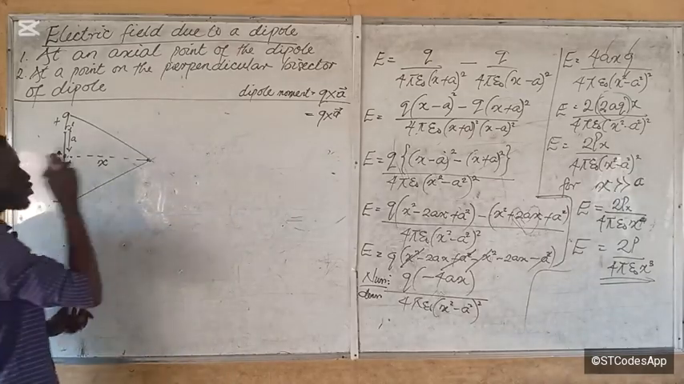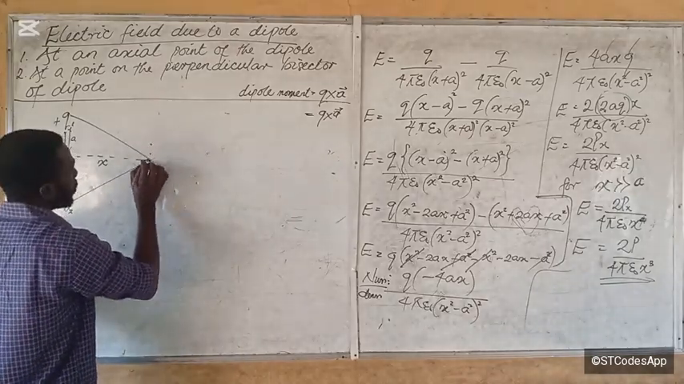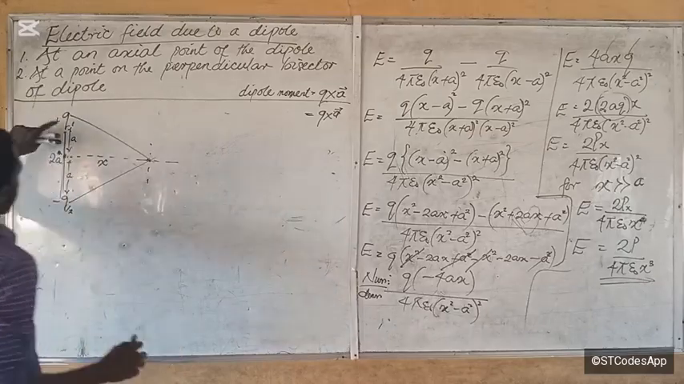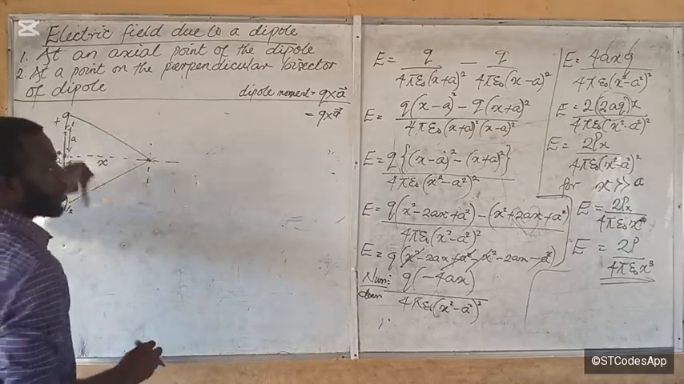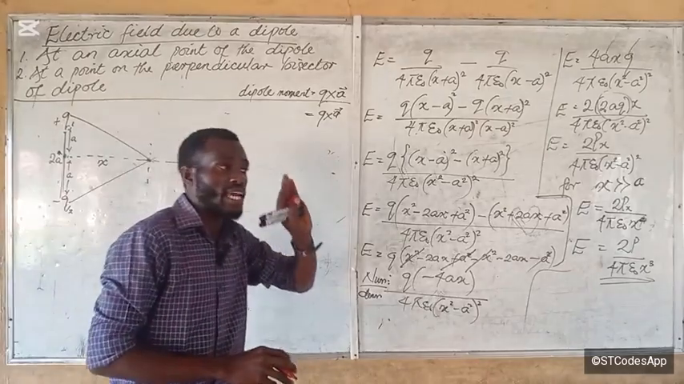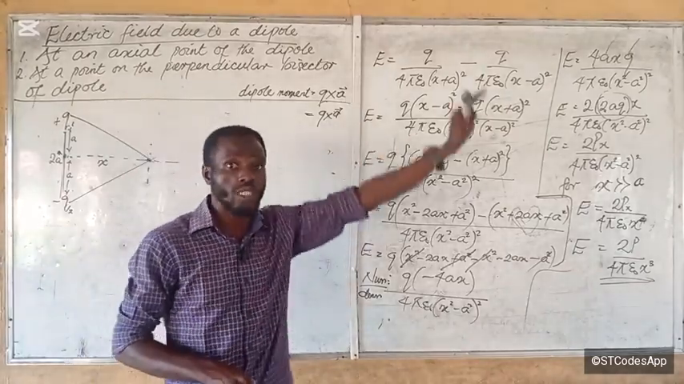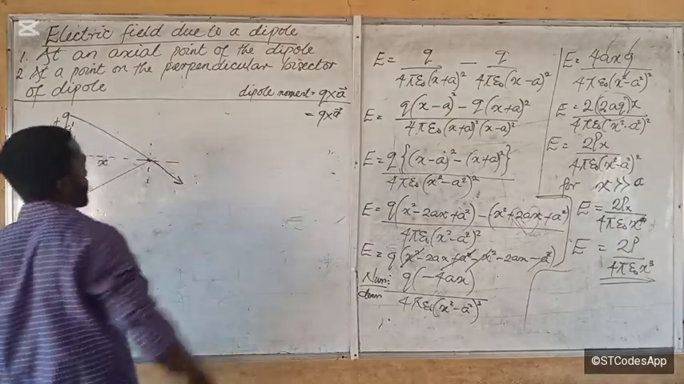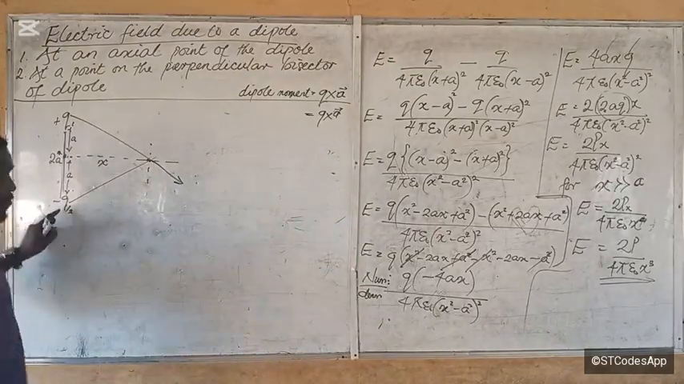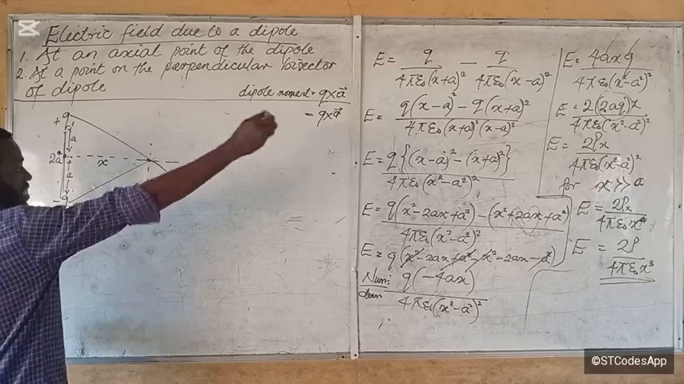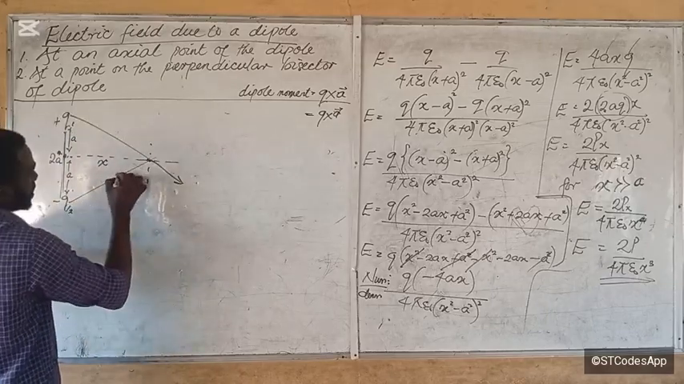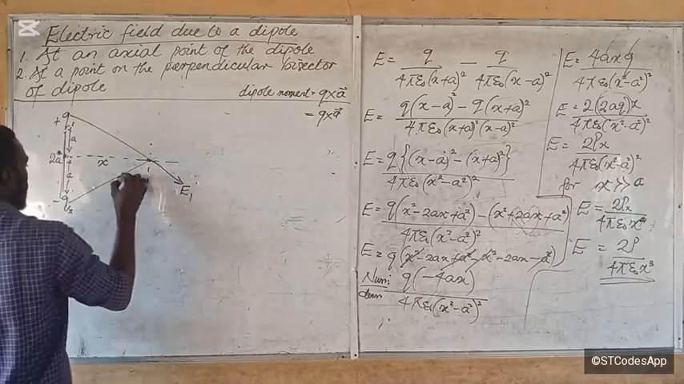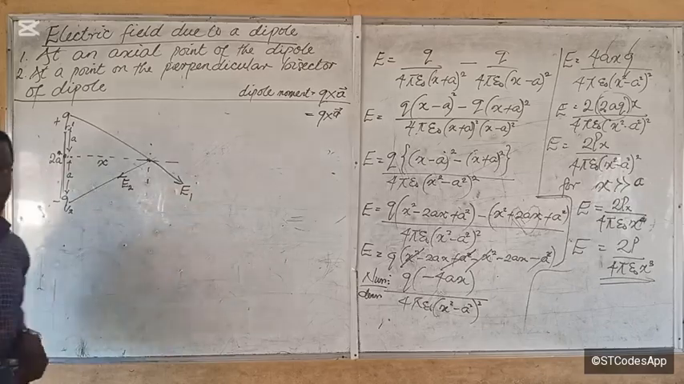Now we need to bring our coordinate system here. Because Q1 is positive, what will it do? What does positive do? The electric field line is going to be radially outward, right? So this will be outward in this direction. Okay? Then Q2 is negative, so it is going to be radially inward. So this will be E1, the electric field due to charge 1, and this will be E2, the electric field due to charge 2. Does that make sense?